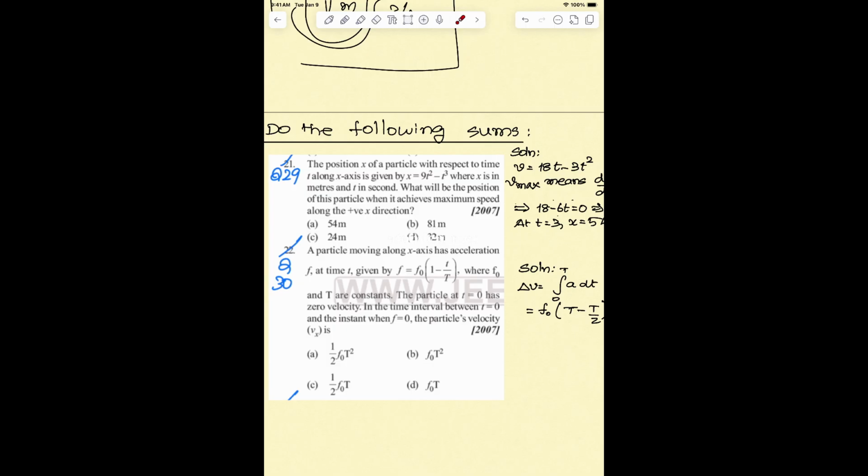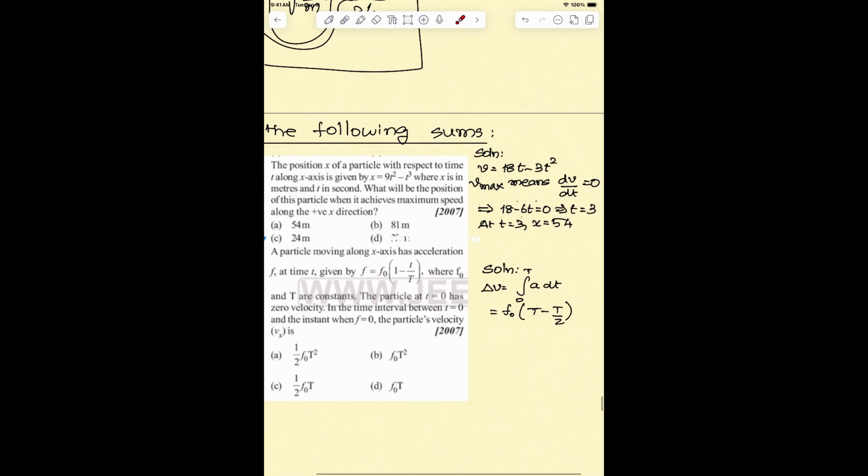Maximum speed means dv by dt we must equate to 0. Otherwise, acceleration we must equate to 0. That will give you v max, correct? From your knowledge of calculus, you know that any function will be maximum when its derivative with respect to any variable is equal to 0.